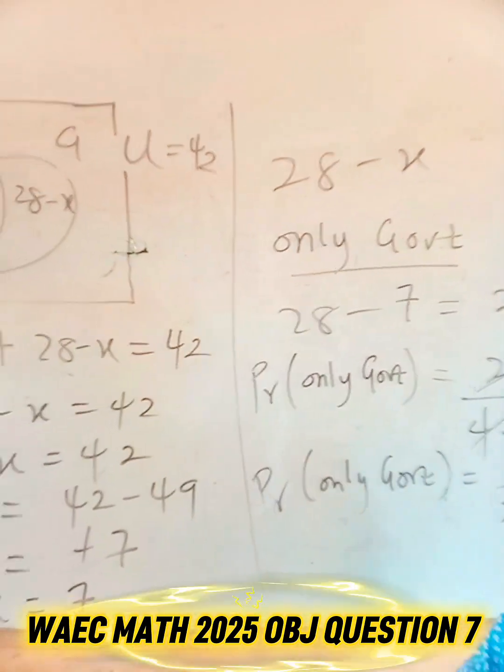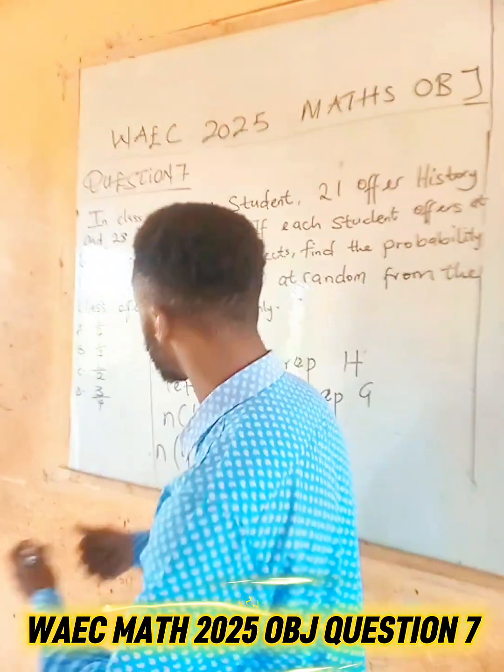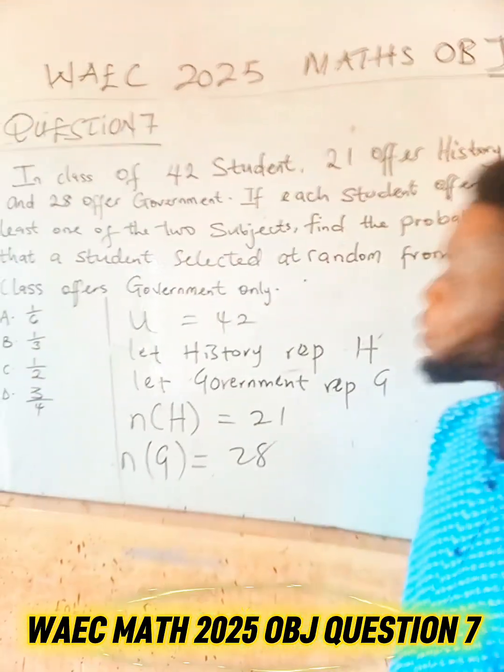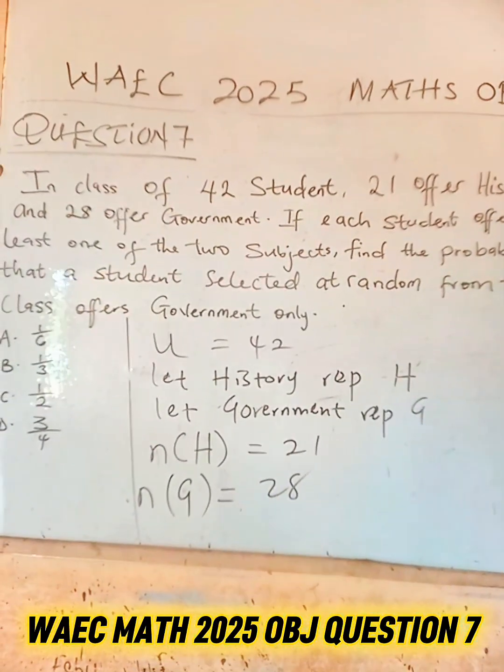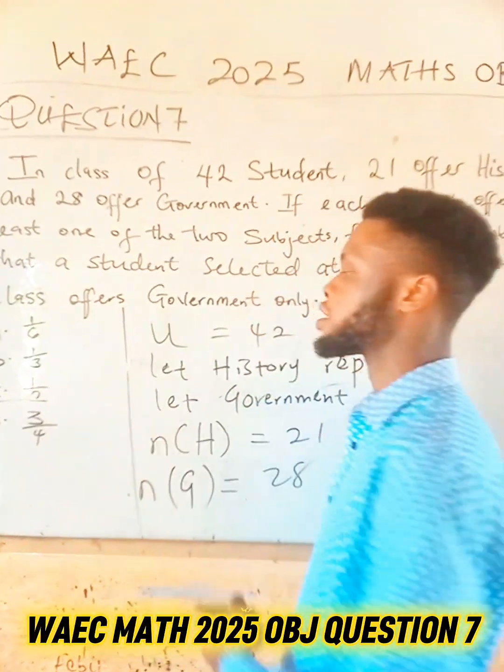Let's go to the options and check the correct answer. So option A, 1/6, option B, 1/3, C, 1/2, D, 3/4. Option C is the correct answer.